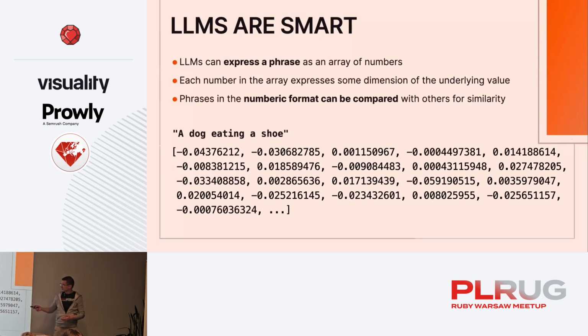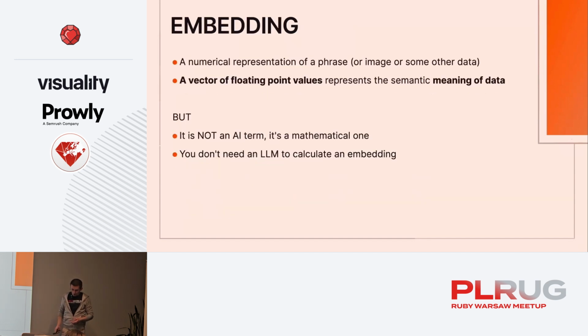Each number in here, or each column, in fact, represents a different dimension, as Chris mentioned, like manliness or royalness. In fact, we don't know what dimensions they are. We can try to figure it out, but we actually don't know, and we shouldn't really care. Each LLM would give us a different set of values because it's specific to its reasoning. And the best thing is that if we convert phrase data into this array of numbers, we can compare them for similarity.